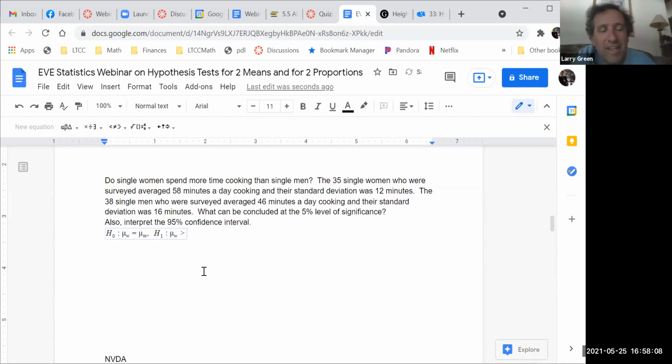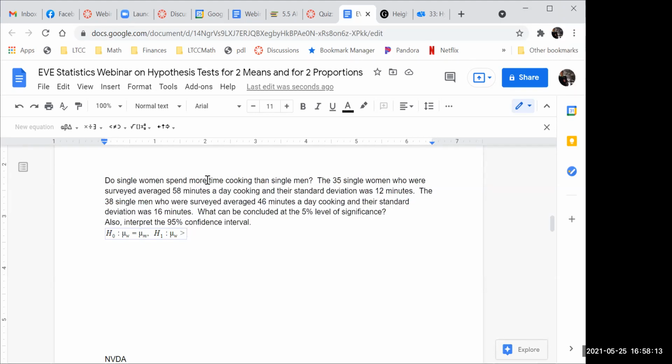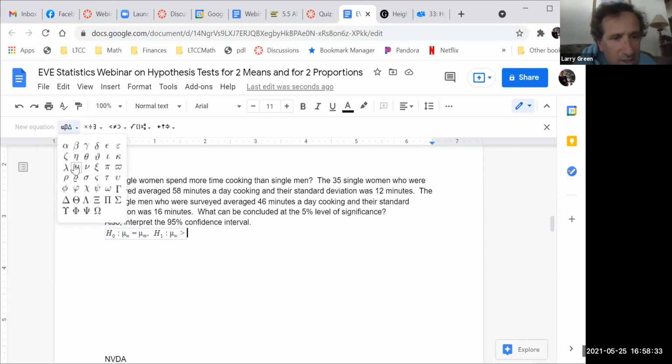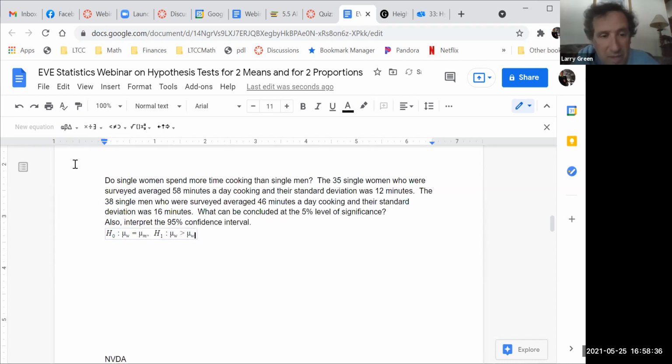Yeah, it's greater than. And what's the key word in the question? More. So notice we have this word more. More is a greater than sign. You have to read the question and find that key word. Again, I don't give trick questions. They're there, you just have to look for them. It's not hidden at all. So it's mu sub W greater than mu sub M. Oh, sorry, M. There we go. Any questions on H0 and H1?